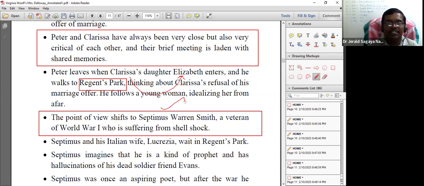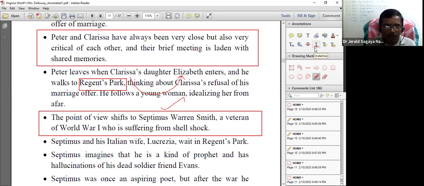Septimus Warren Smith. He is now a war veteran, but he suffers from shell-shock. அவங்க ரெண்டு பேரையுமே அந்த ரீஜன் பார்க்ல பாக்குறாங்க. அவங்க ரொட்டீன் வாக் போயிட்டு இருக்காங்க. யாரு? செப்டிமஸும் அவருடைய இட்டாலியன் வைஃப் லுக்ரீஷியா, ஆல்சோ நோன் அஸ் ரிசியா. அவங்க ரெண்டு பேரும் அந்த பார்க்ல பாக்குறாங்க.